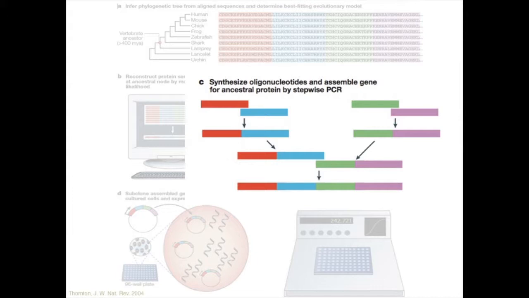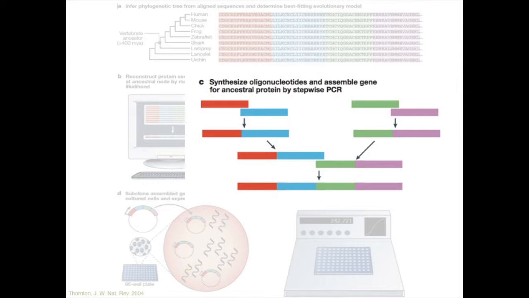We can then actually build that sequence in the laboratory. We will build an ancient sequence in the laboratory, maybe using PCR. Actually, nowadays we pick up the phone, or dial up on our keyboard, a company, tell them what sequence we want, and the company will synthesize the gene for us. At some point, we have a gene that represents an ancestral protein.